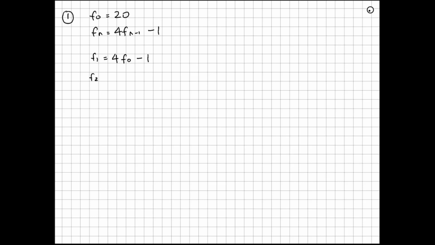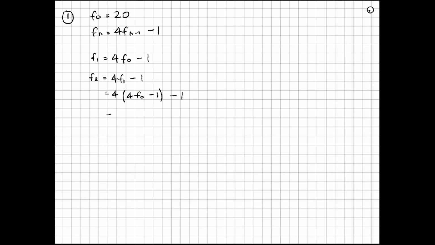F2 would be equal to 4, going back to our definition, 2 minus 1 is 1. So 4 times f1 minus 1. Now we've just worked out an expression for f1. So let's insert that. So that would be equal to 4 times, and I'll just put this in brackets, our expression for f1 was 4f0 minus 1. And then we've got the minus 1 on the end. And you can see that by doing this, we're going to end up with everything in terms of f0, which is what the question wanted.